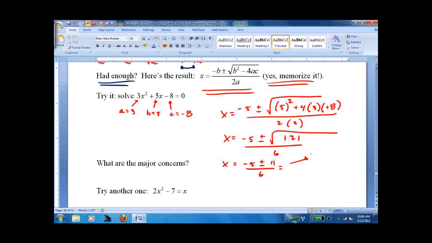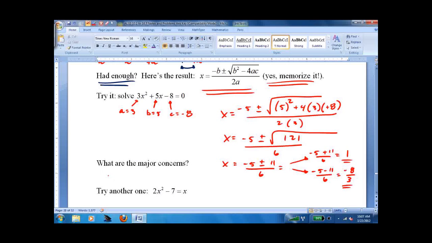Break it into 2. Negative 5 plus 11 over 6 is 1. Negative 5 minus 11 over 6 is negative 8/3. And that's how you do it. That's a very complicated one, but that pretty much covers it all.